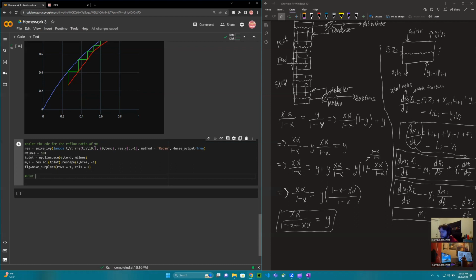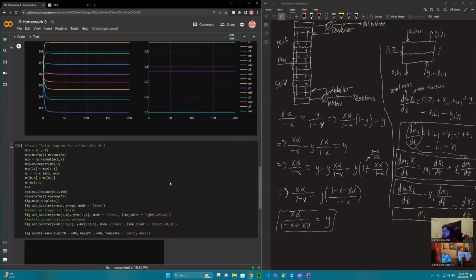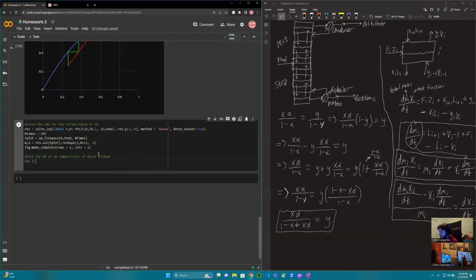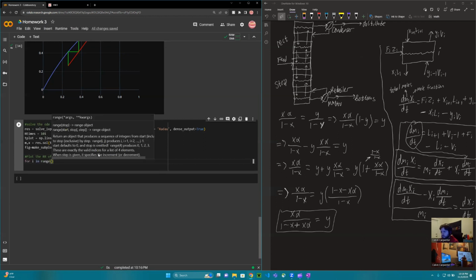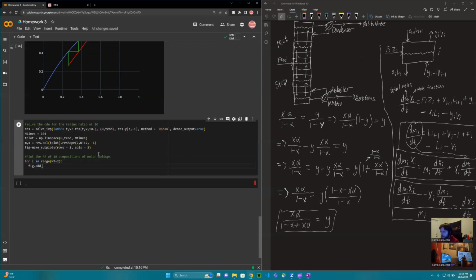And we're going to plot the, what do you call it? I'm going to call it RR, reflux ratio 10. What do we call it? It was the compositions of molar holdups. Compositions of molar holdups. For i in range T plus 2, dot add_scatter.